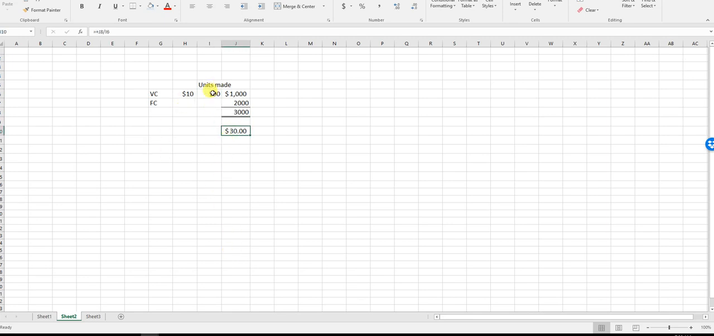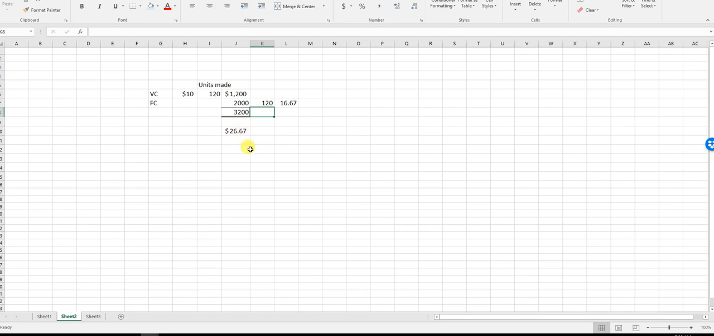But look at what happens if I make 120 t-shirts. My cost goes down to $26.67, and the reason is because I'm spreading the $2,000 over more shirts. Look at what happens to my fixed cost per unit: when it's 100 shirts, it's $20, but when it's 120, it's $16.67. So my unit costs go down.